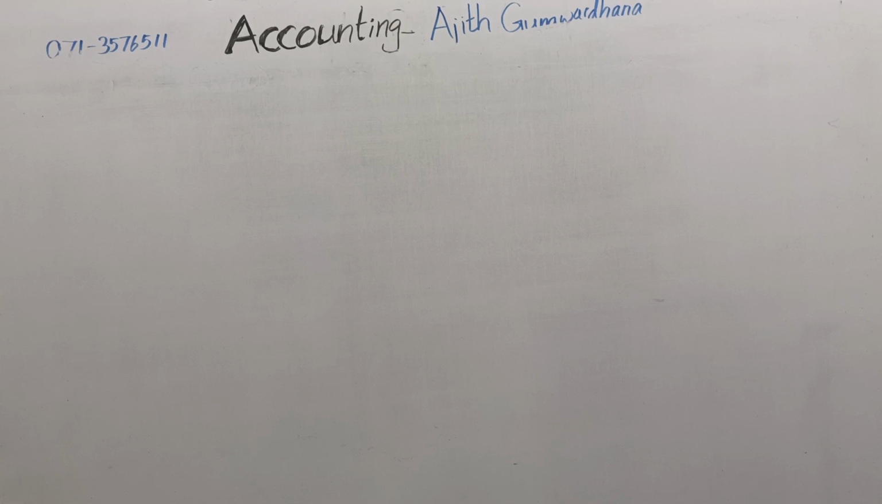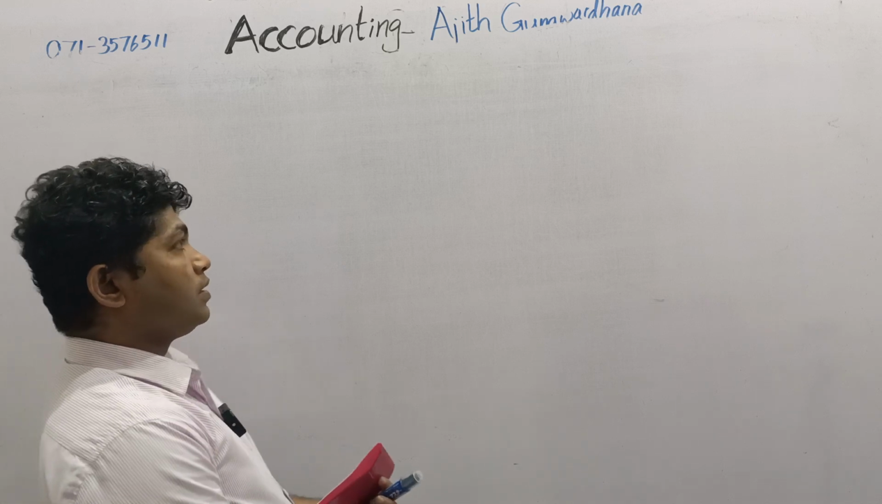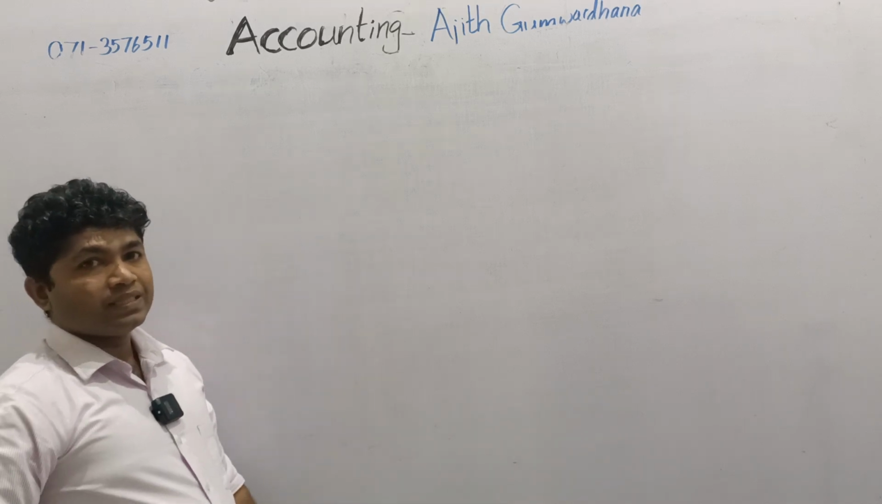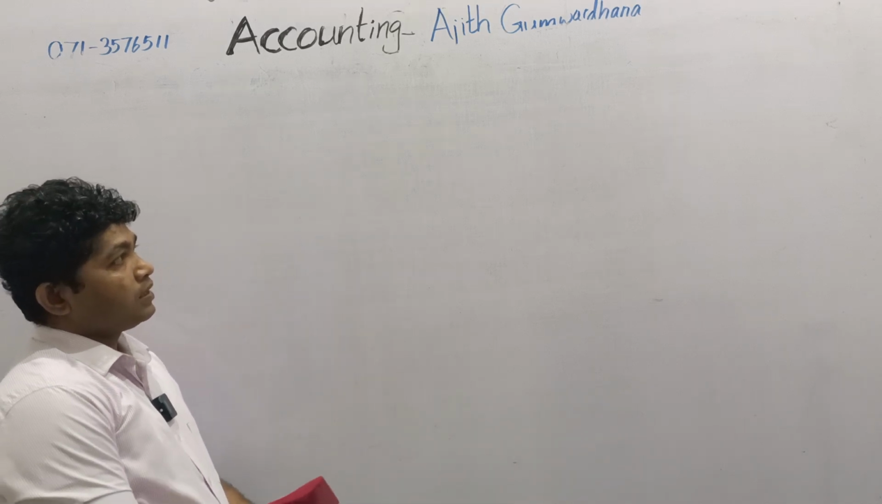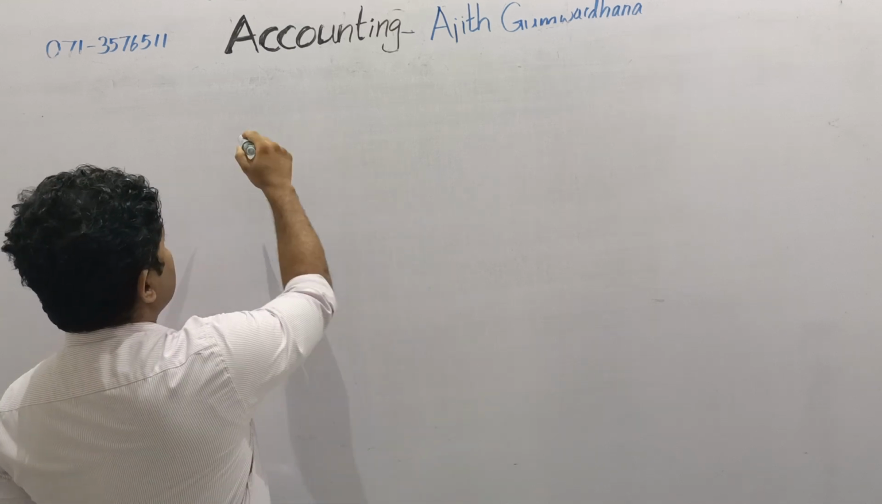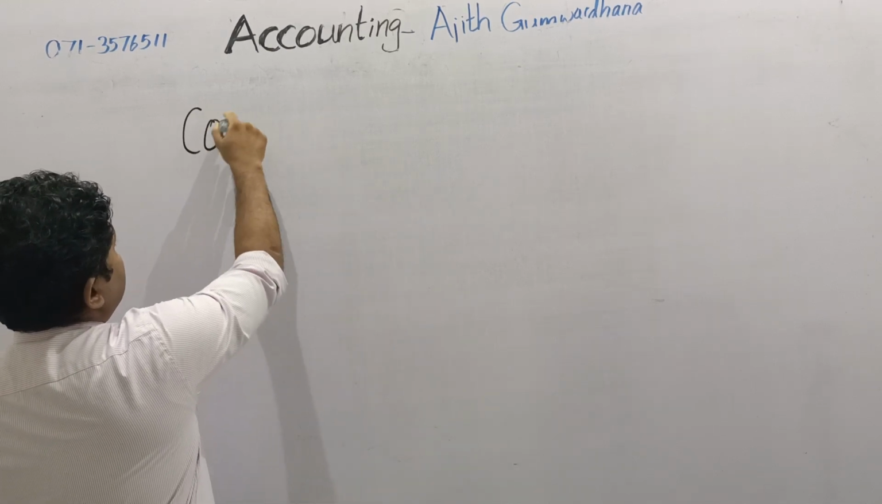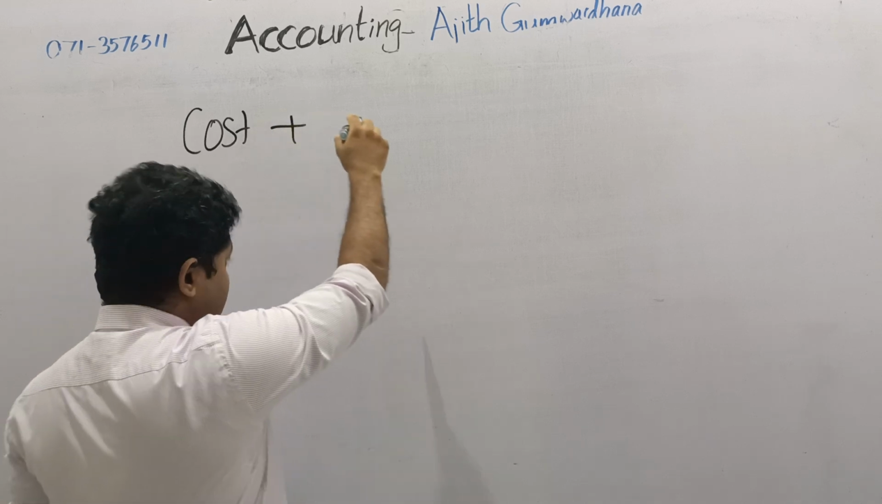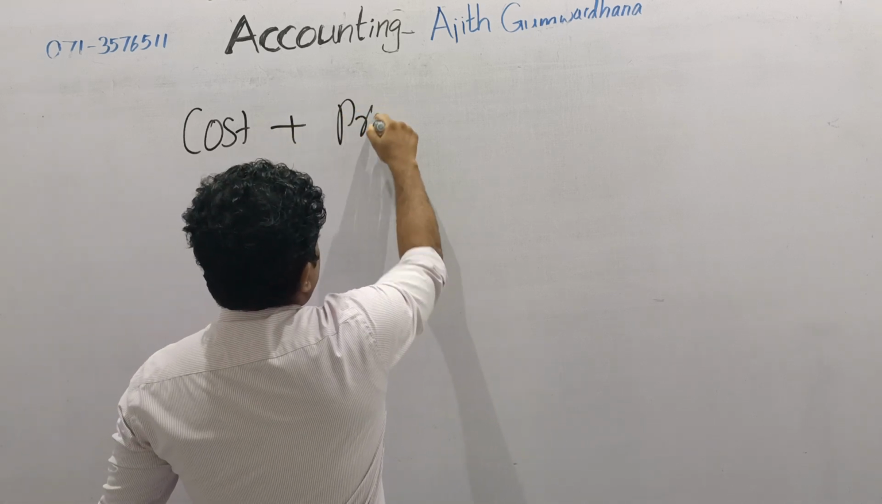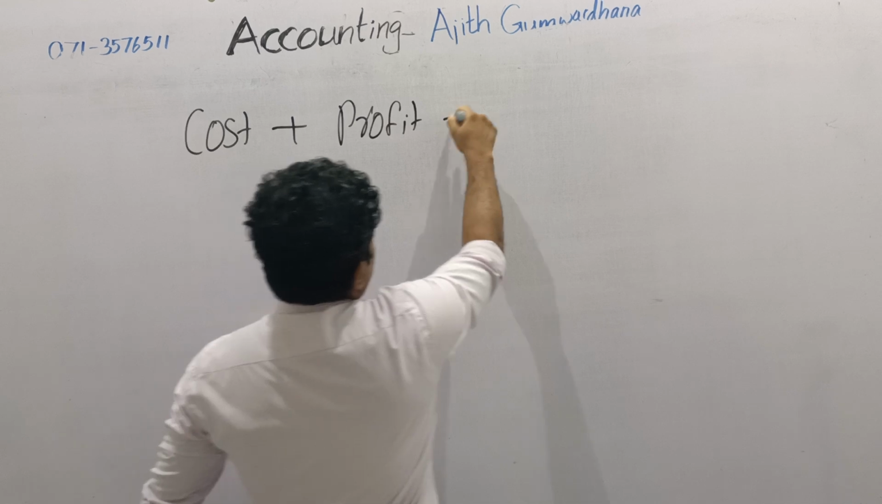Think profit markup and profit margin. In all business organizations, the selling price is decided based on the cost value. Therefore, cost plus profit equals selling price.